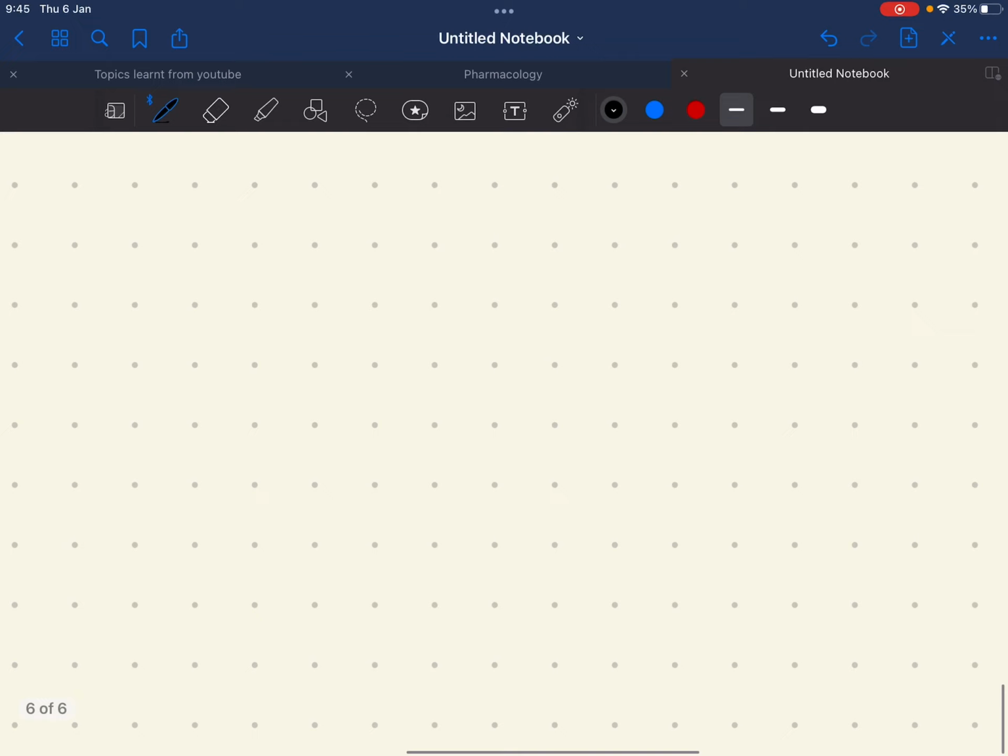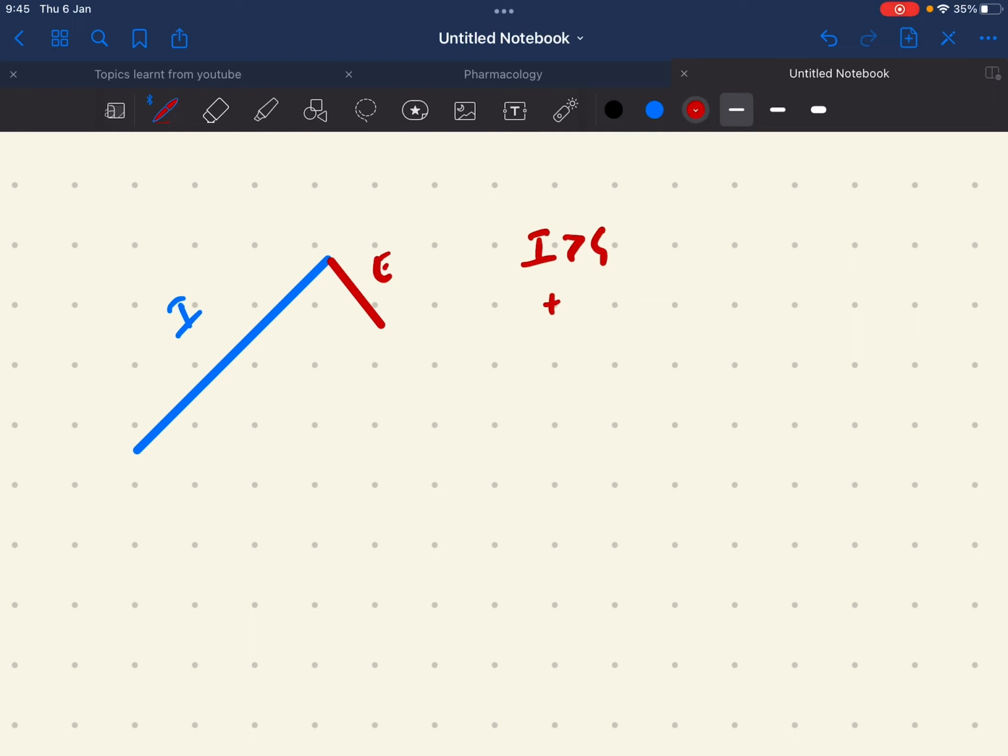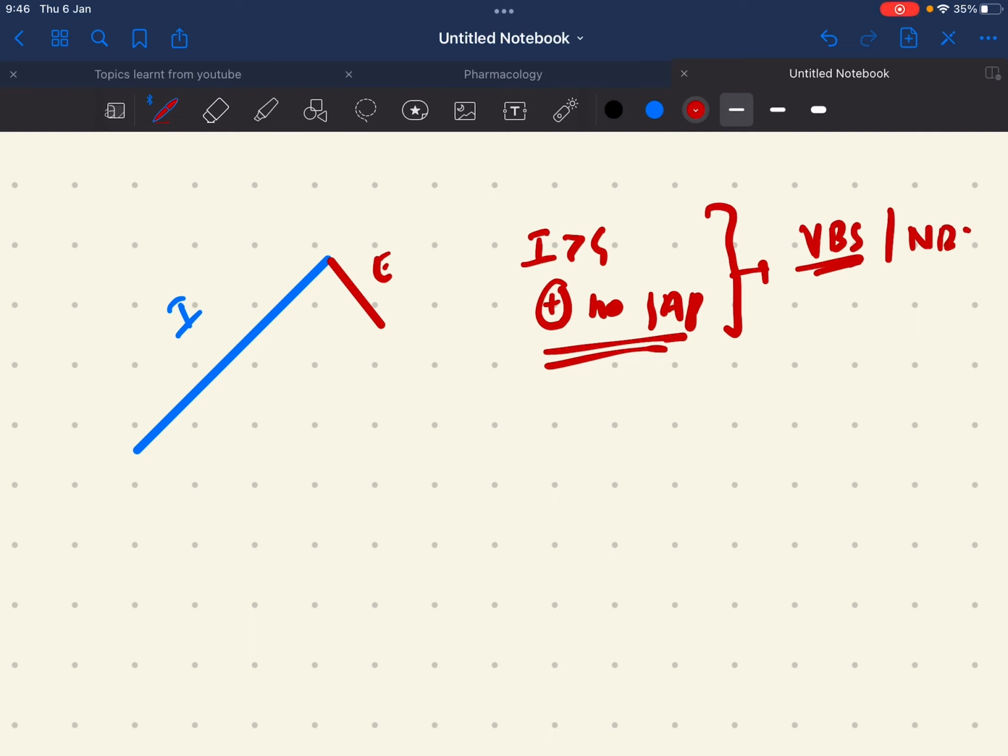So we will do a little bit of practice and you are going to answer these questions. So here is your inspiration and here is your expiration. So this inspiration is greater than your expiration, plus there is no gap. What is this? Yes, this is your vesicular breath sounds or your normal breath sounds.